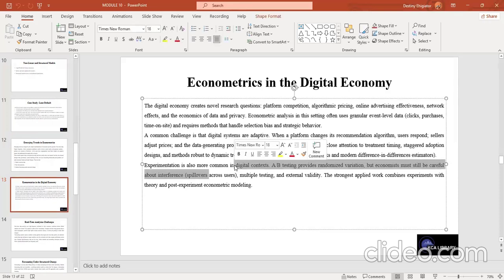Experimentation is also common in digital contexts. A/B testing provides randomized variation, but economists must still be careful with interference. The strongest applied work combines experiments with theory.